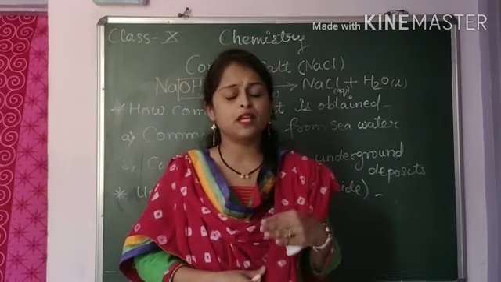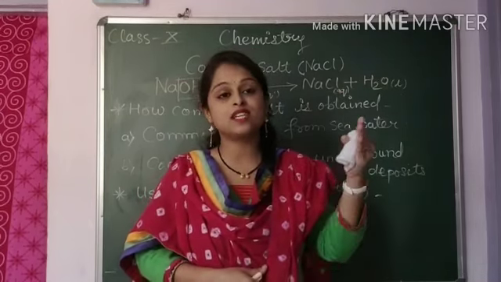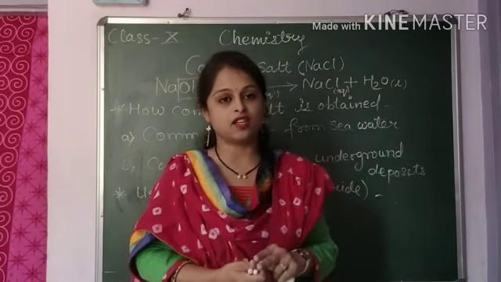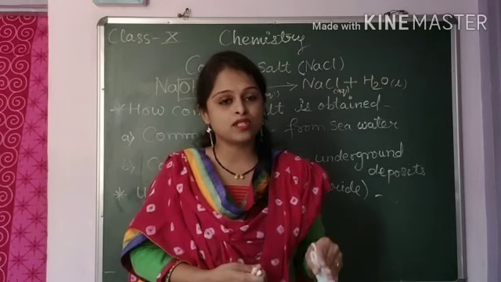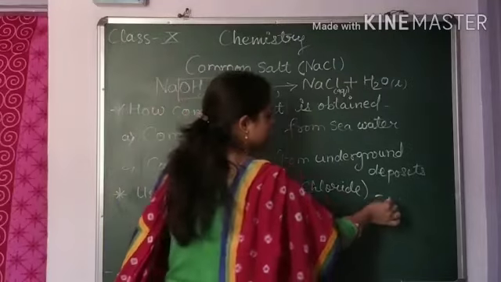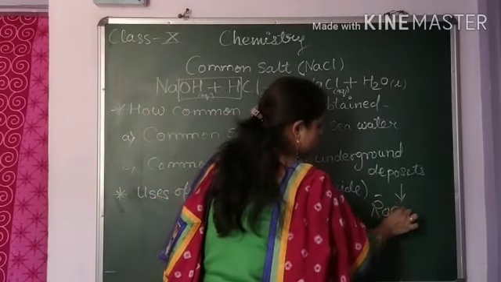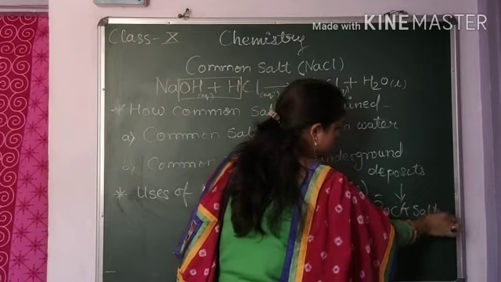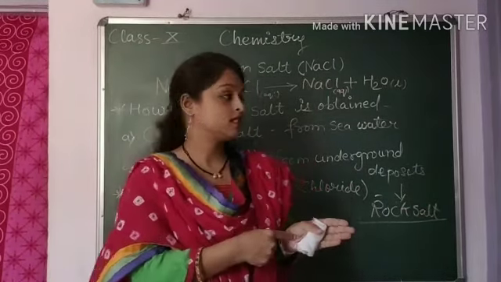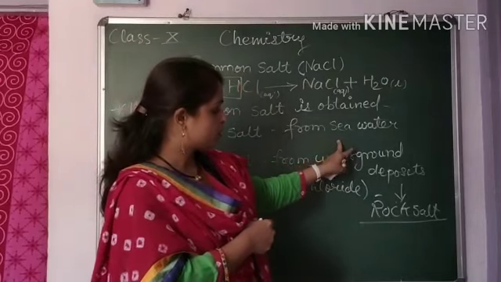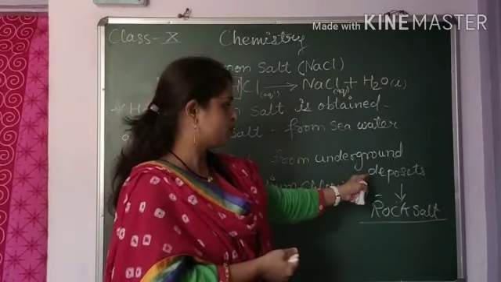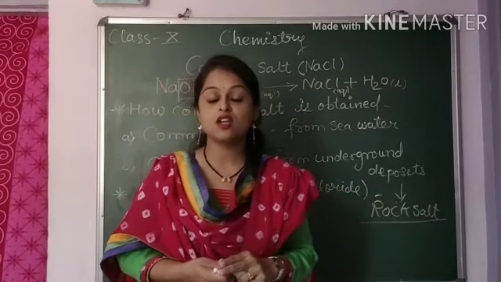See, billions of years ago when the sea dried, that dried sea deposited under the ground, and that deposited sea converted into the rock salt. Clear? Converted into the rock salt. See, the salt we get from rock salt and sea water is called common salt, but the underground deposit salt we are getting, it is called a rock salt.